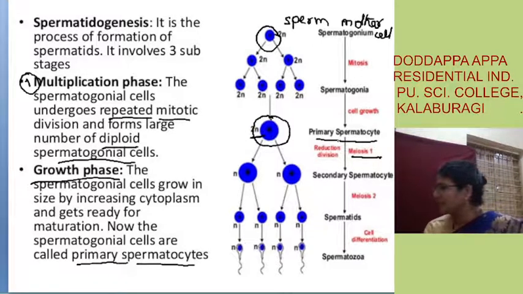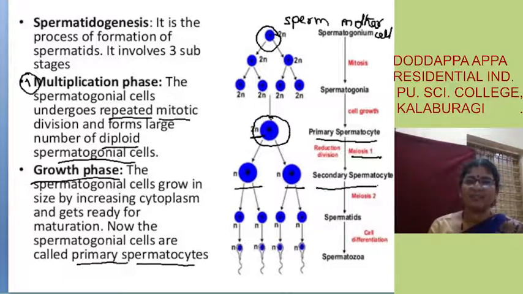Meiosis 1, you know, is a reductional cell division, and here 2 haploid cells are formed. These are the haploid cells, and they are called secondary spermatocytes. On this spermatogenesis process you will get many questions. The primary and secondary spermatocytes and their chromosome numbers have been asked in the CET.